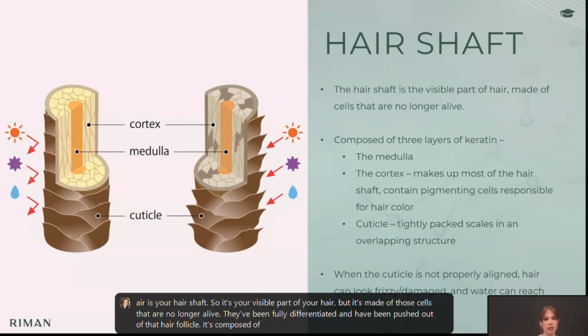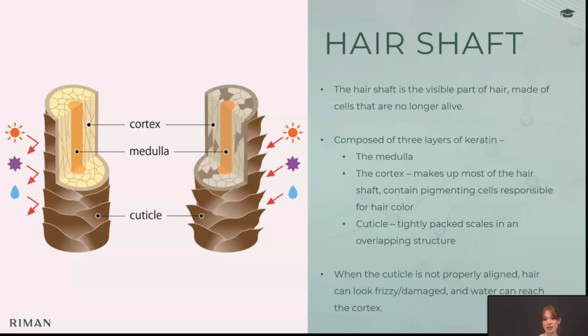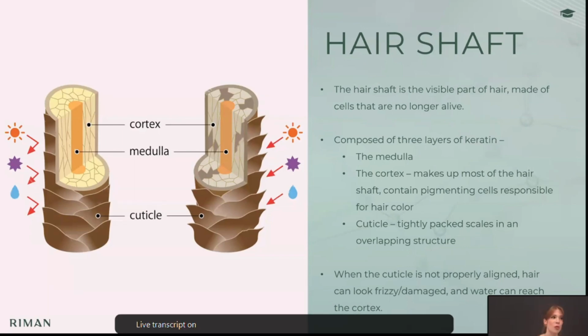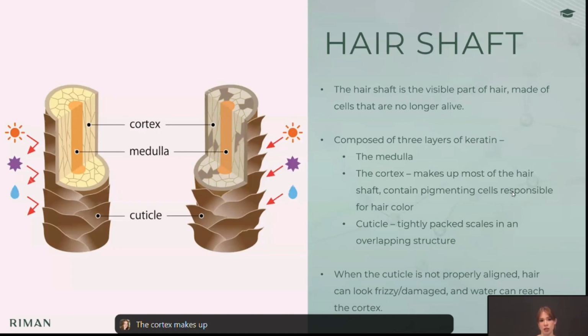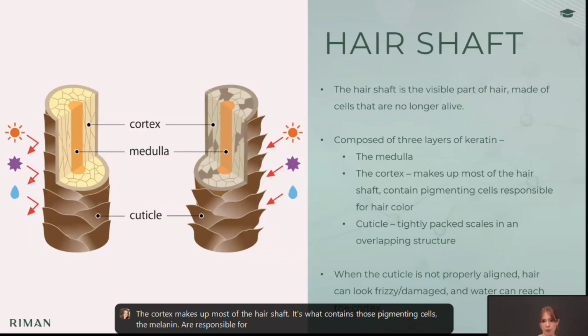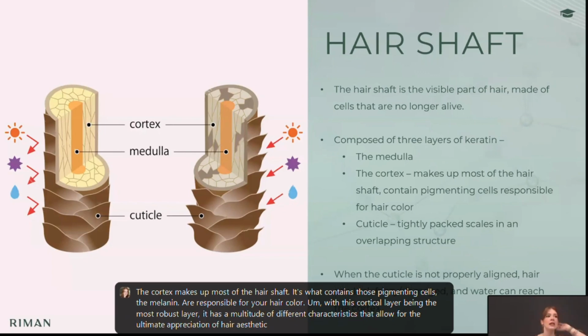It's composed of three key layers of keratin, and the middle is called the medulla. What's unique about the medulla is that scientists don't really know what function it has, and in certain hair types, both in animals and in humans, there is actually no medulla at all. And so it's really not understood what the medulla does, but what's important for discussion is specifically the cortex and the cuticle. The cortex makes up most of the hair shaft. It's what contains those pigmenting cells, the melanin, that are responsible for your hair color. With this cortical layer being the most robust layer, it has a multitude of different characteristics that allow for the ultimate appreciation of hair aesthetic, for lack of a better term.